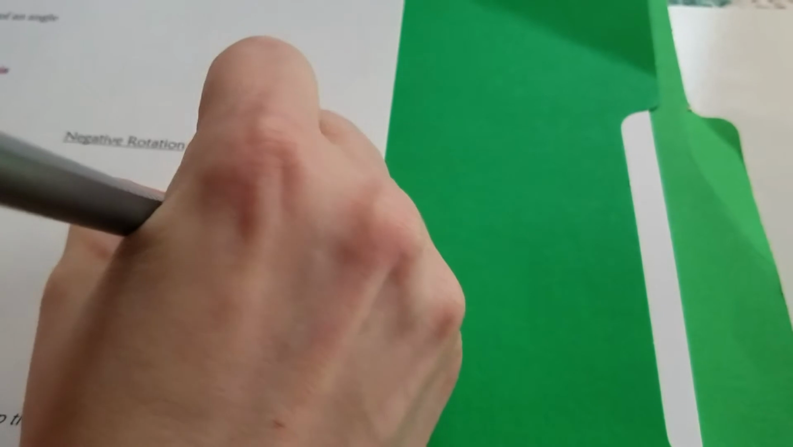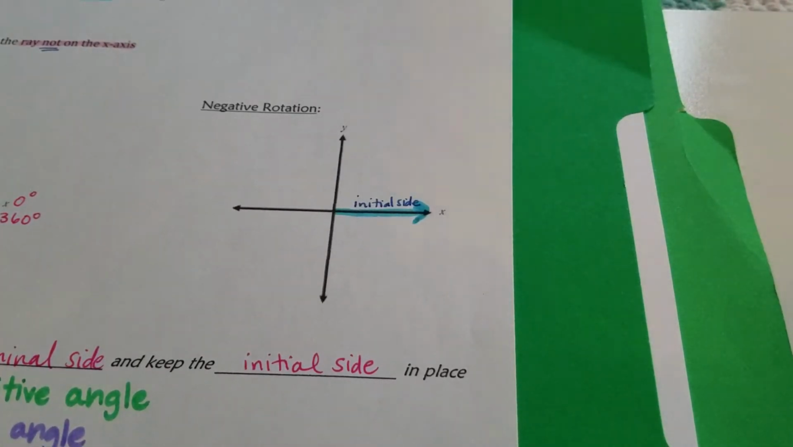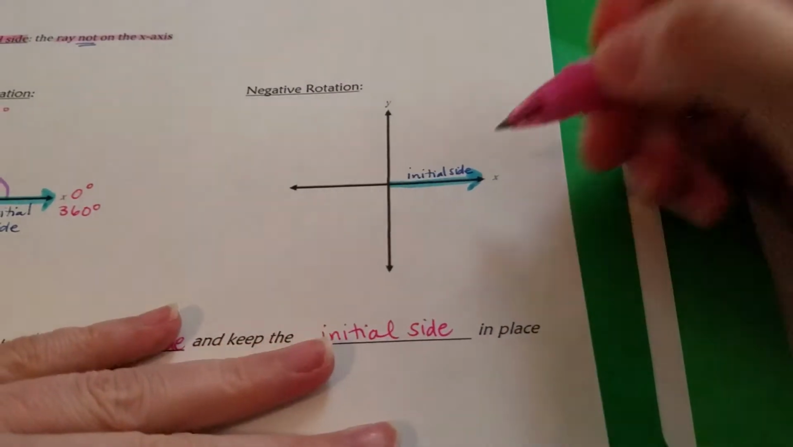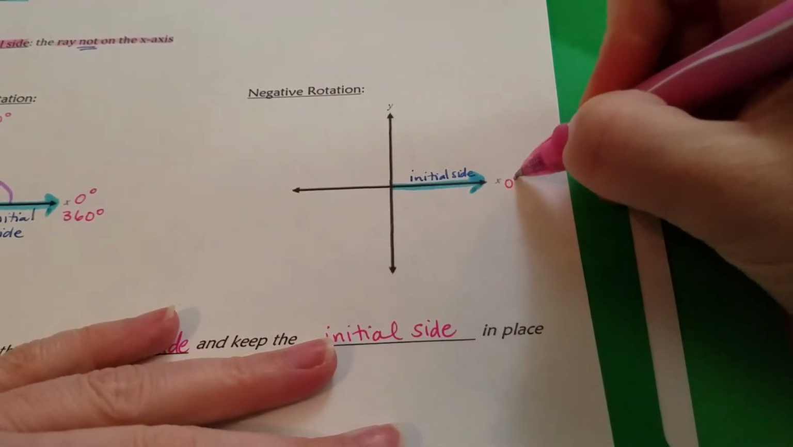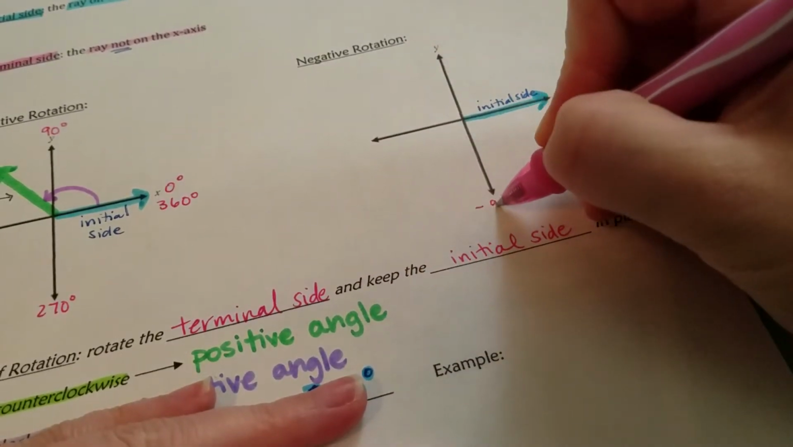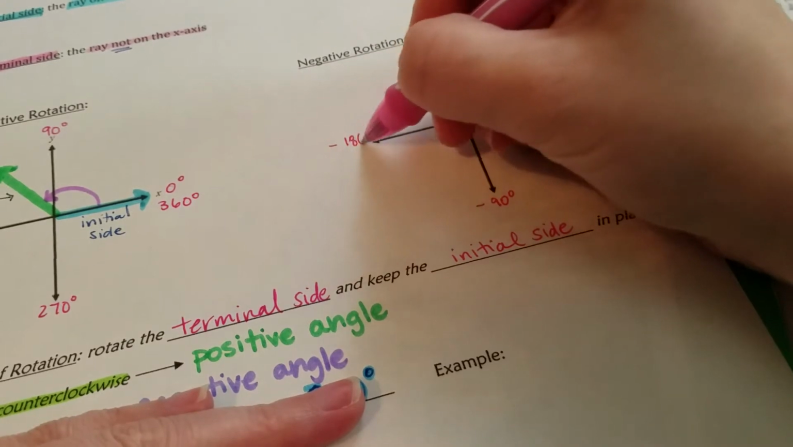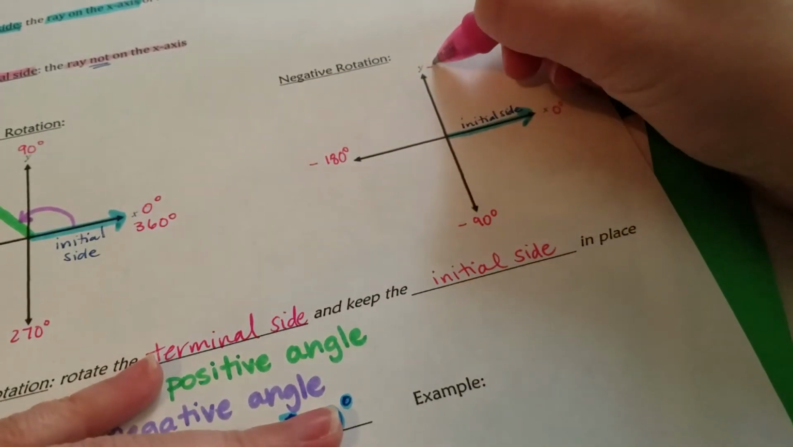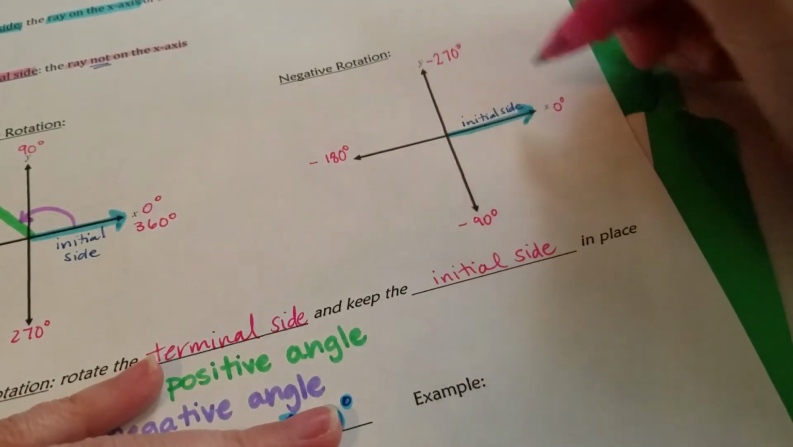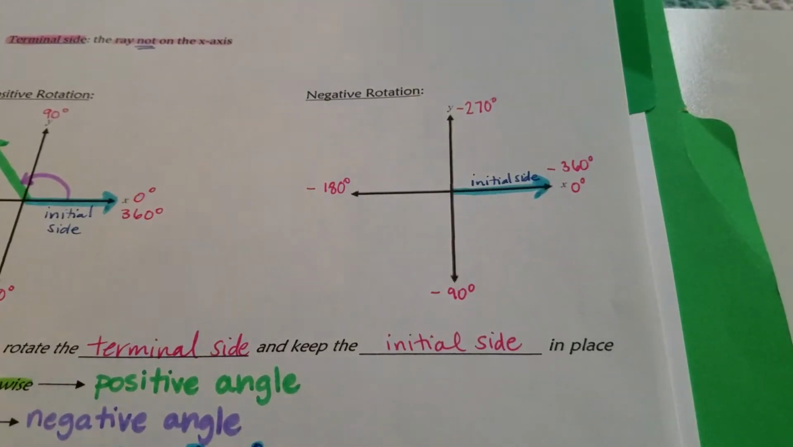Now we are going to do a negative rotation. This is my initial side. If we're doing a negative rotation, we still start at 0, but if you go clockwise, this would be negative 90 degrees. This would be negative 180. This would be negative 270. And then the whole way around would be negative 360.